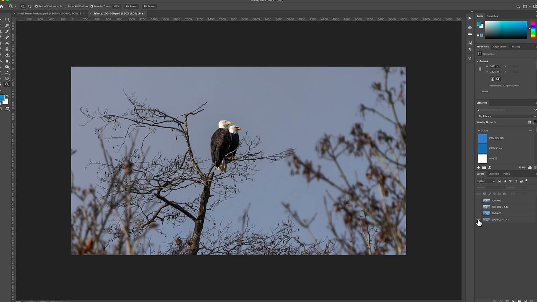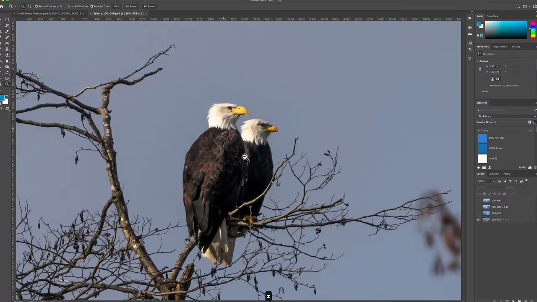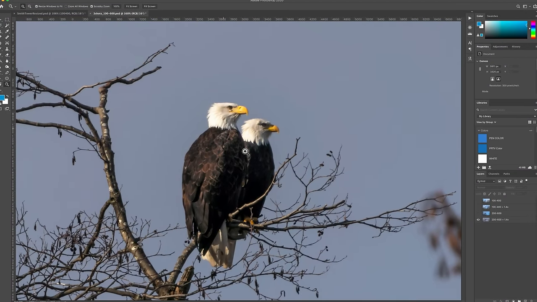and 200 to 600, and the 1.4 teleconverter. Let's zoom in a little bit more, just really kind of fill the frame with these guys. Here we are at 150%. Certainly see some loss of detail in the brighter areas. That's more my exposure issues than lens issue.